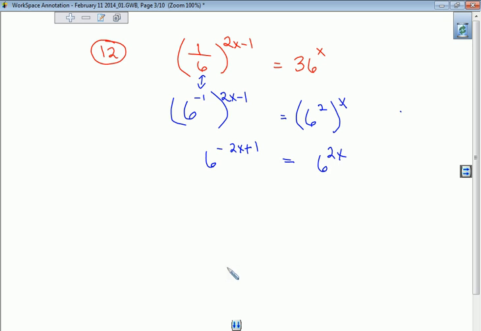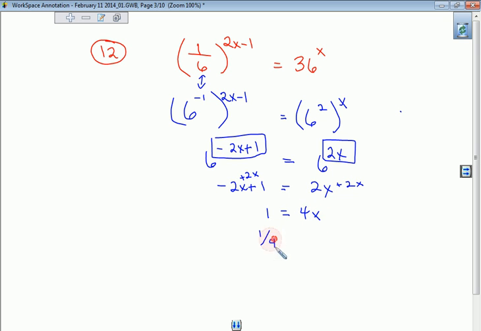Once I have the exact same base, the only way these could be equivalent is if this exponent was equal to this exponent. So I'll set those equal and solve. Okay, I wasn't going to show my work, but I will because you said that. To move this to the other side, you have to add. Okay? You should have gotten 1/4. Okay, I did the same thing, Carter.